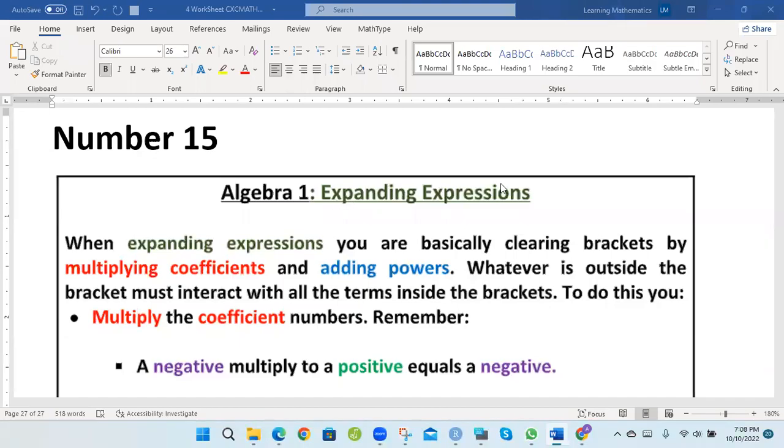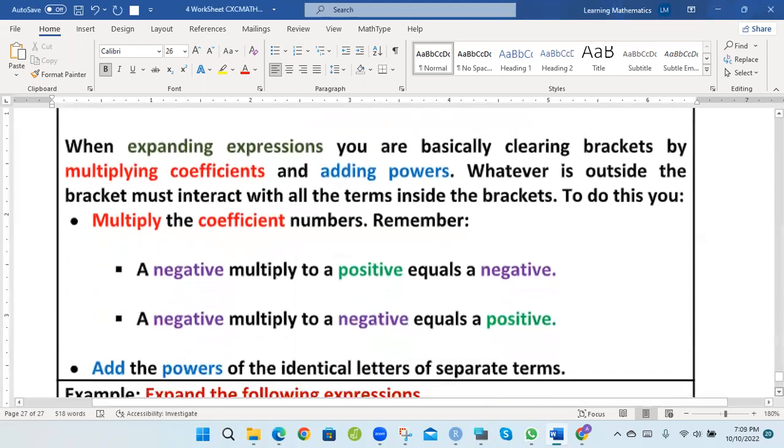Algebra 1, expanding expressions. When expanding expressions, you are basically clearing brackets by multiplying coefficients and adding powers. Whatever is outside the bracket must interact with all the terms inside the brackets. Interaction means multiply. To do this, multiply the coefficient numbers. Remember, a negative multiplied to a positive always equals a negative.